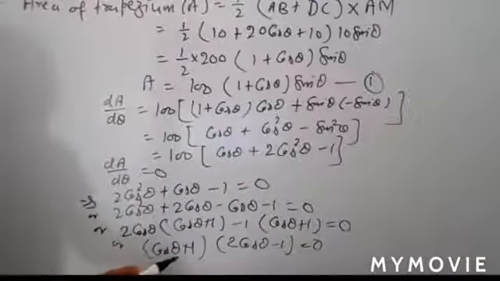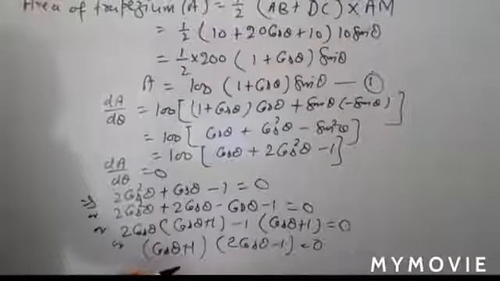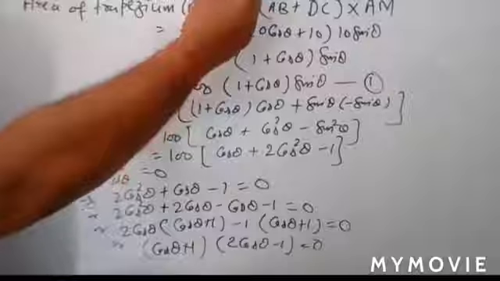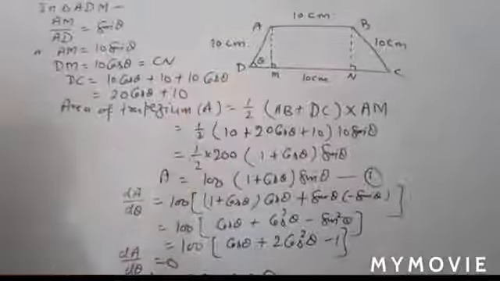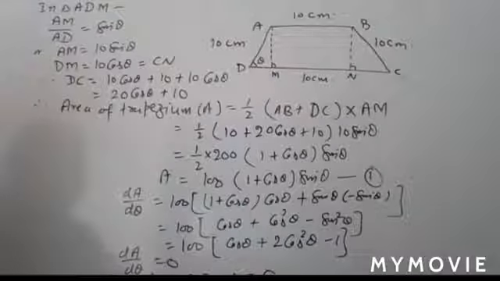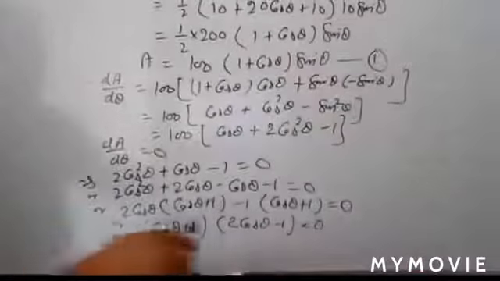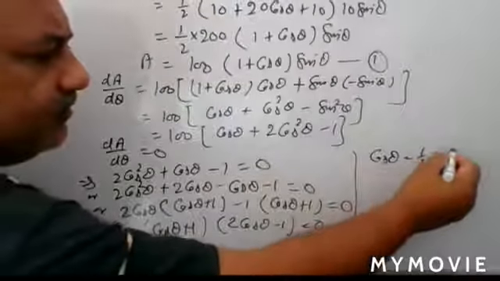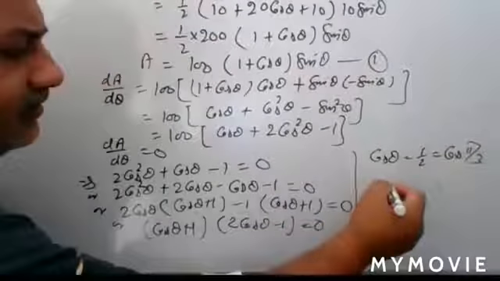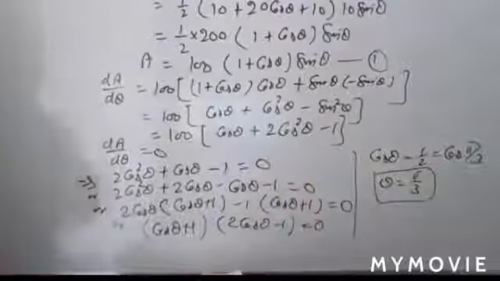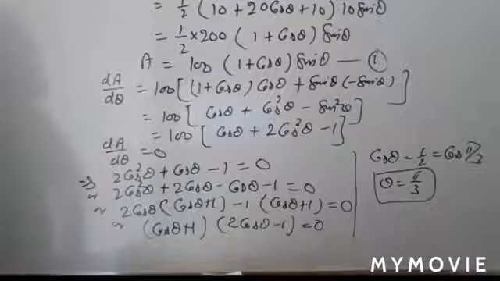But cos theta is equal to minus 1 is not possible, because in this case the value of theta becomes pi, means 180 degree. So theta is equal to 180 degree is not possible. Okay, so for this second factor, cos theta is equal to 1 upon 2, which is also equal to cos pi by 3. So the value of theta is equal to pi by 3. So that is your critical point. Theta is equal to pi by 3 is your critical point.